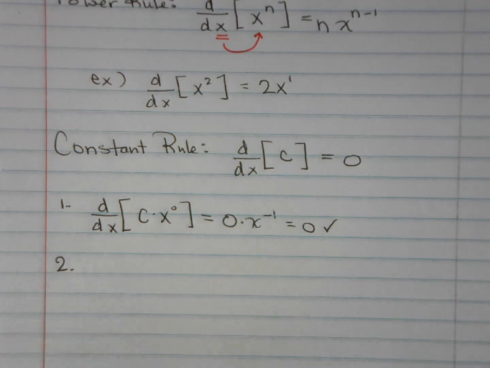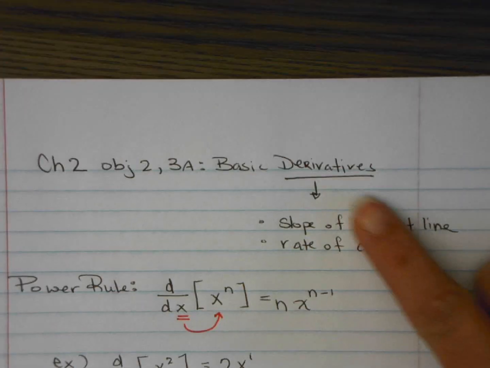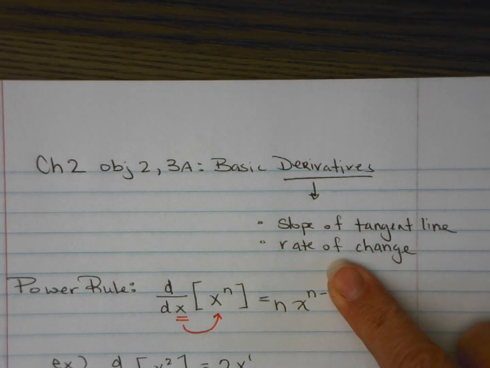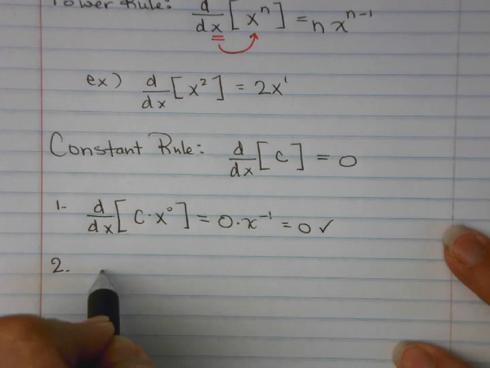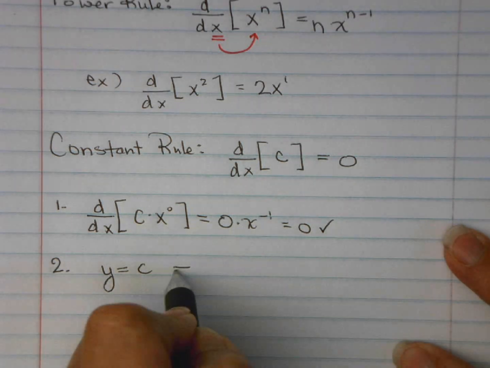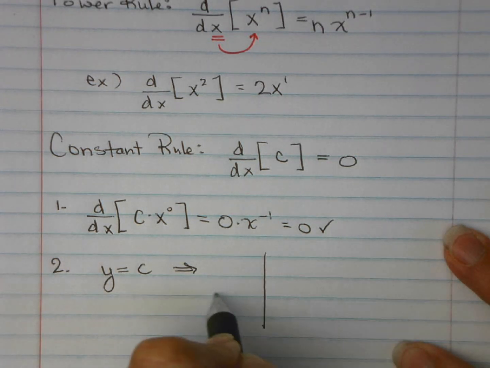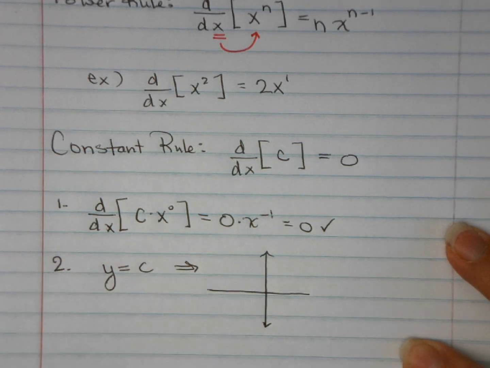So the second reason, another way to think about it, is remember that a derivative is the slope of your tangent line. It is a rate of change. So if I take a look at y equals c, that is just the constant, right? So the graph of that would be a horizontal line that crosses the y-axis at c, wherever c would be, right?